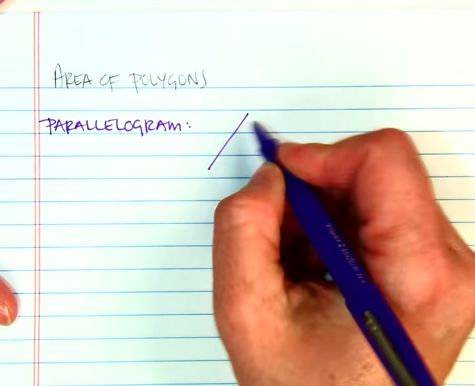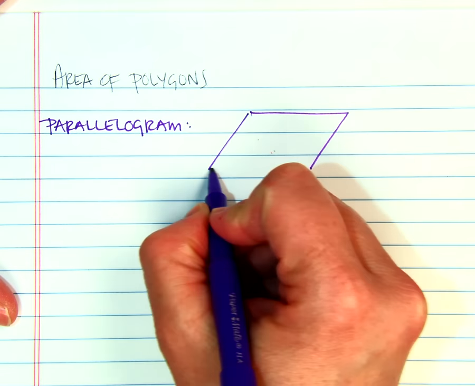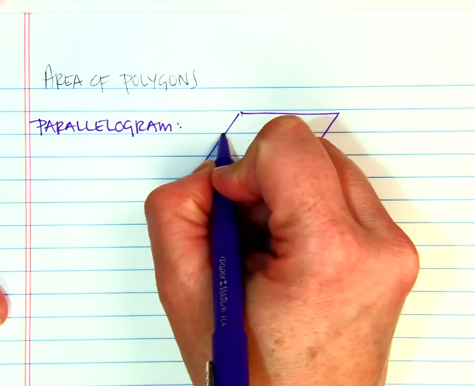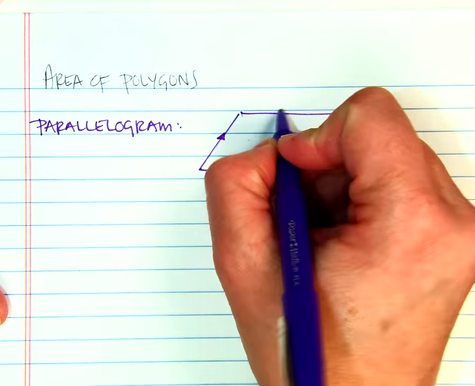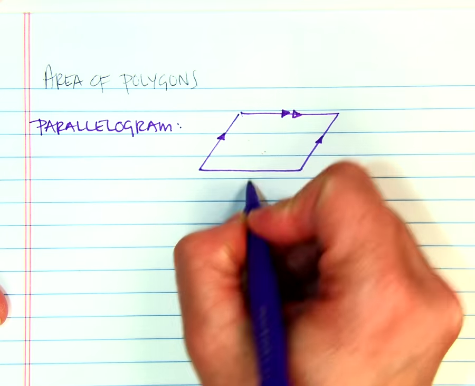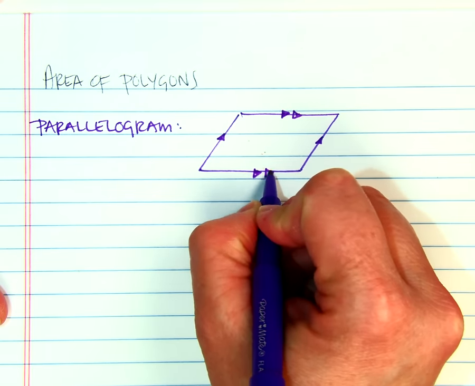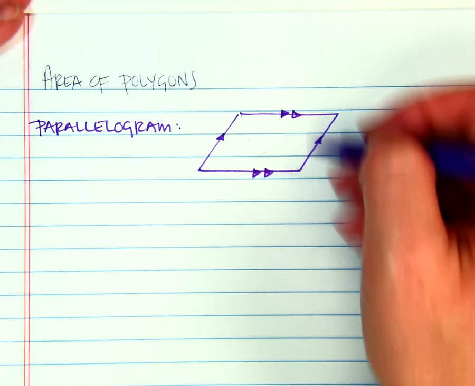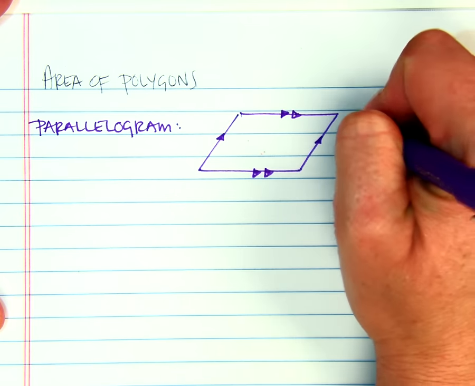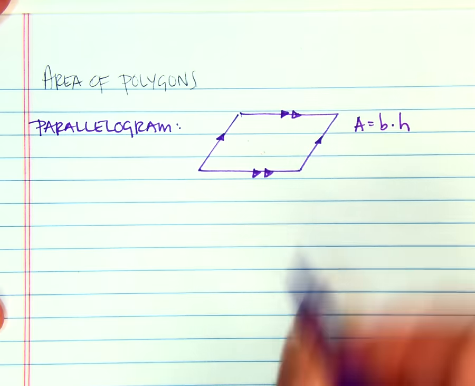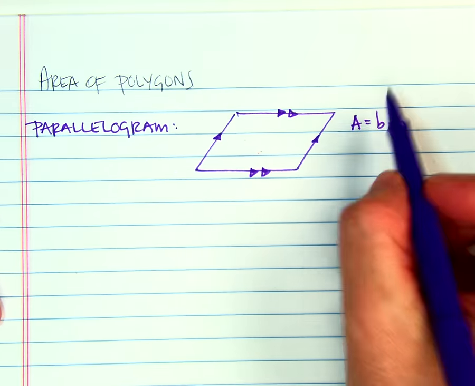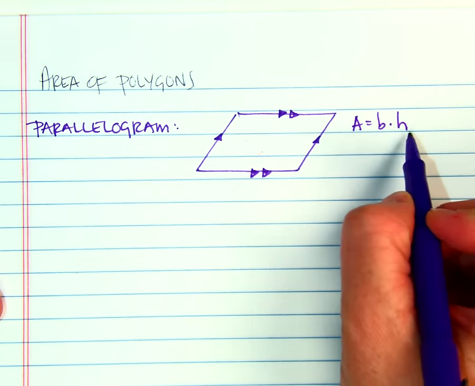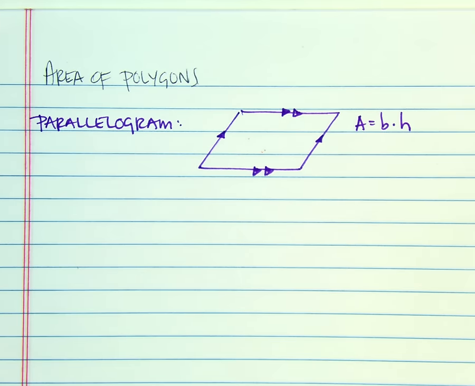So a parallelogram often looks like that. These are parallel, and these are parallel. But in order to find the area of a parallelogram, it is the base times the height. So base times the height. Notice this is a small b. Notice this is a small h. You need to make sure that you're paying attention to the capital letters versus lowercase, because when we get into volume formulas, it is going to make a big difference.